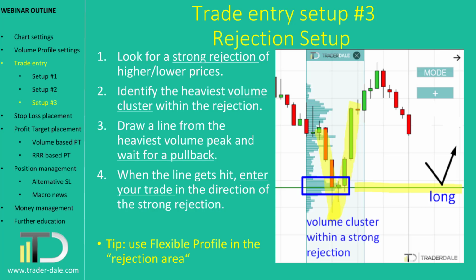So I use the flexible volume profile to look into the rejection area. Within the rejection area, I identify the heaviest volume cluster. Again, I draw a line from the heaviest volume peak and I wait for a pullback. When the price hits this level again, I enter in the direction of the rejection. So in this case, you can see a rejection of lower prices, so I'll be entering a long trade.